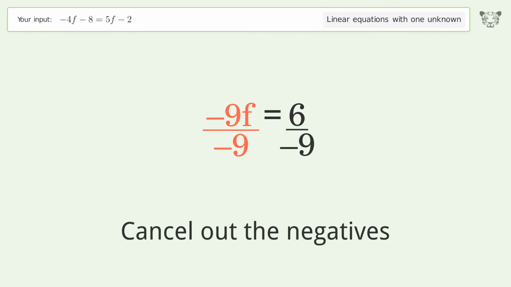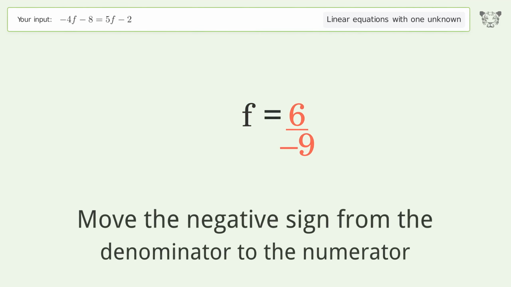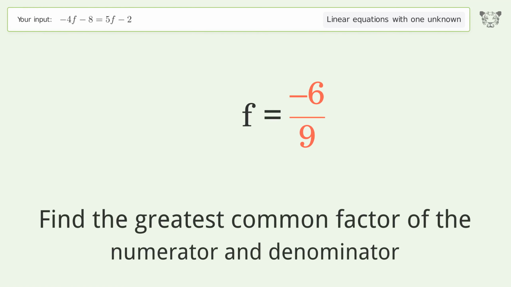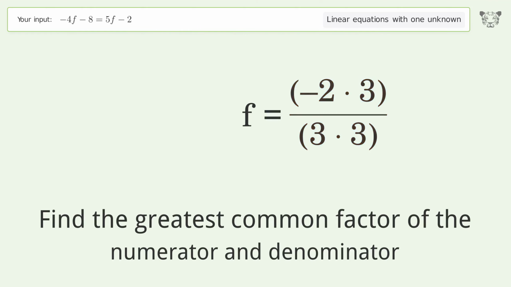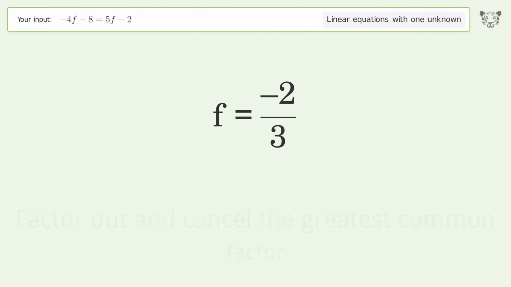Cancel out the negatives. Simplify the fraction. Move the negative sign from the denominator to the numerator. Find the greatest common factor of the numerator and denominator. Factor out and cancel the greatest common factor. And so the final result is f equals -2/3.